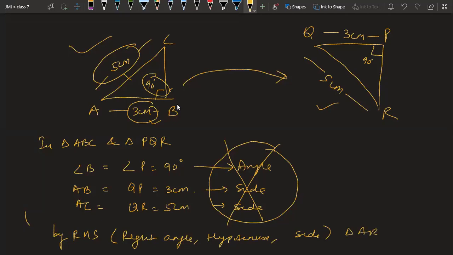Triangle ABC is congruent to triangle, please tell me the name, class. Triangle ABC is congruent to which triangle? Please observe carefully. Those who are saying PQR, please observe carefully. Angle B is 90 degrees and angle P is 90 degrees.